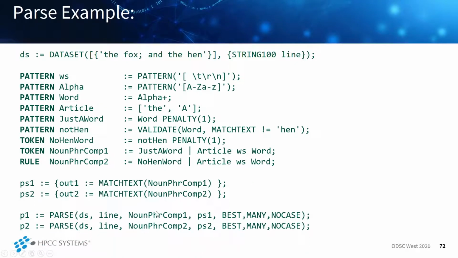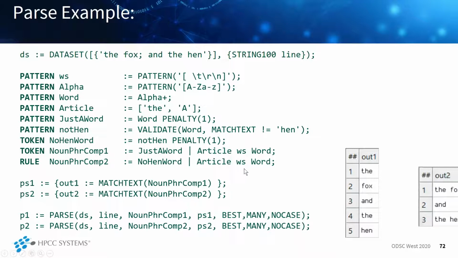Here is our parse function. Here is our output record structure in an inline format. When I run this code, the token will stop at just a word and give me the fox and the hen. If I run the second output, PS2, because of the penalty, if it finds an article and a word, it's going to output that. Otherwise, if it doesn't find an article and a word, it will just return the single word. So you see the difference. Just by changing token and rule, you can get completely different outputs in your parsing.